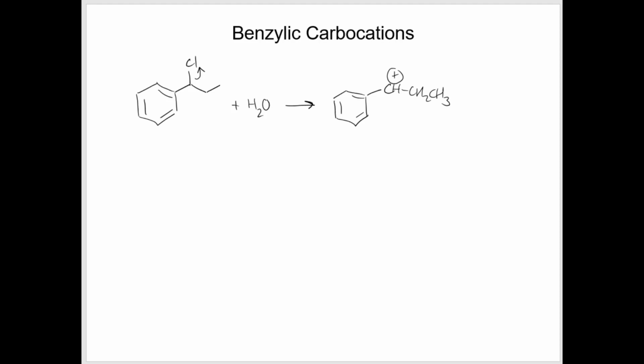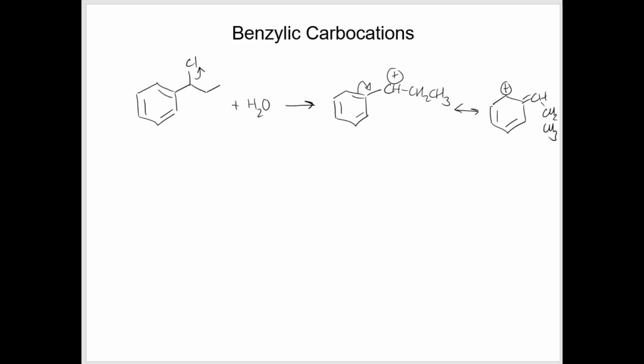That benzylic carbocation is stable because of the different resonance structures that I can draw, 3 of them, by moving these pairs of electrons in the benzene ring. And I'll just go ahead and do that. If I move this pair of electrons here, I'm going to end up with the carbocation there.